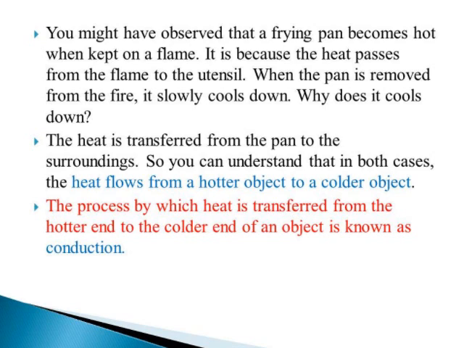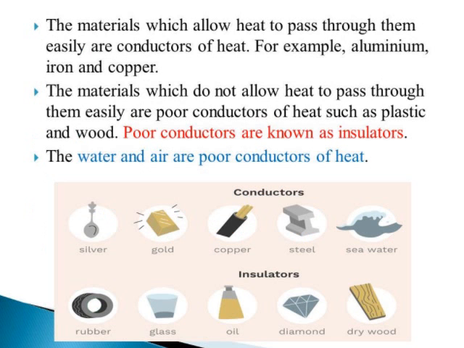The process by which heat is transferred from the hotter end to the colder end of an object is known as conduction. The materials which allow heat to pass through them easily are conductors of heat. For example, aluminium, iron, and copper. The materials which do not allow heat to pass through them easily are poor conductors of heat, such as plastic and wood. Poor conductors are also known as insulators. The water and air are the poor conductors of heat.